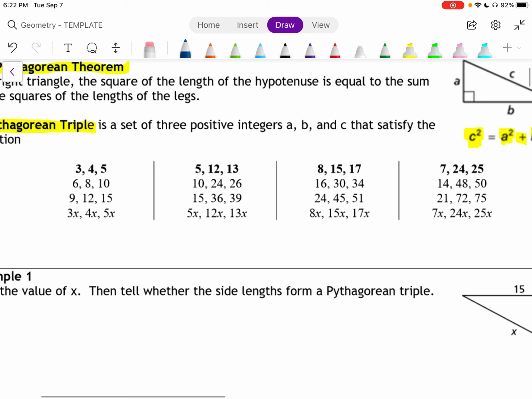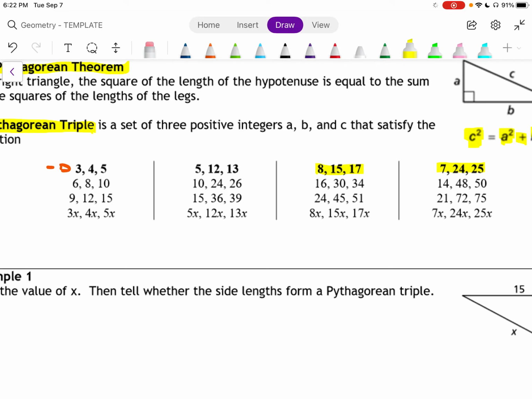So here we have four different groups of them. This left one here, we have the 3, 4, 5, right? And then you look at the second row there, you could double it to be 6, 8, and 10, right? And then the next one would be multiplying by 3. So anything that is a multiple of 3, 4, and 5. The next one's 5, 12, and 13, 8, 15, 17, and 7, 24, 25.